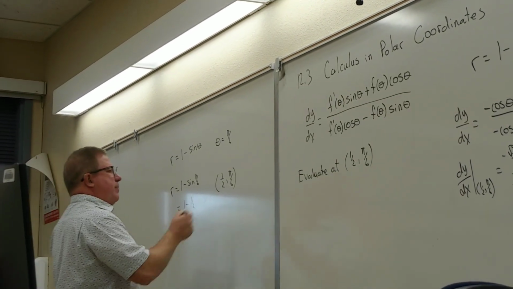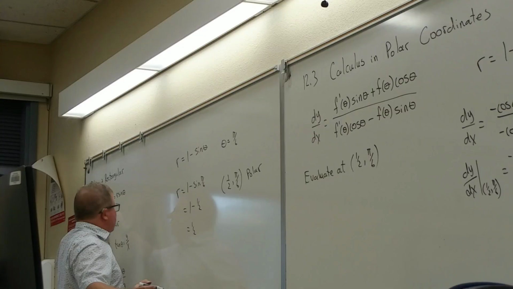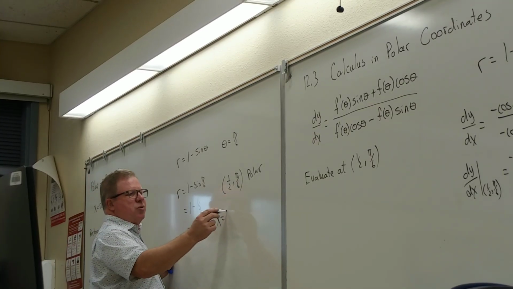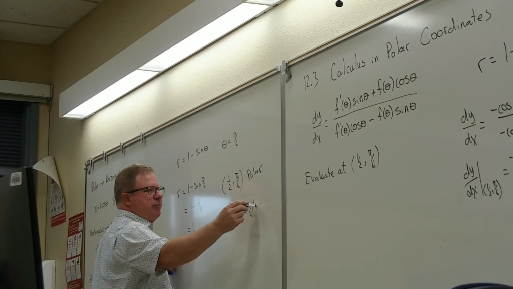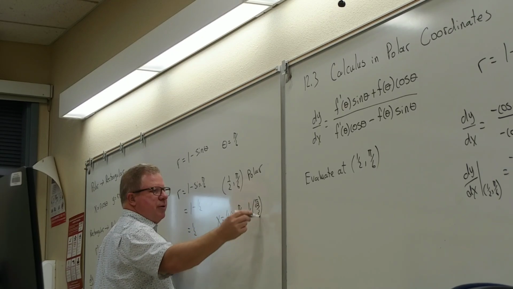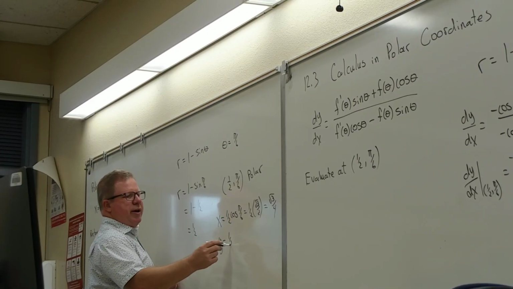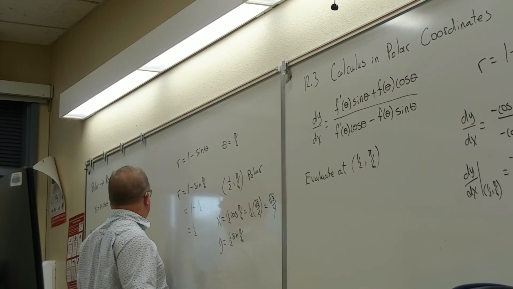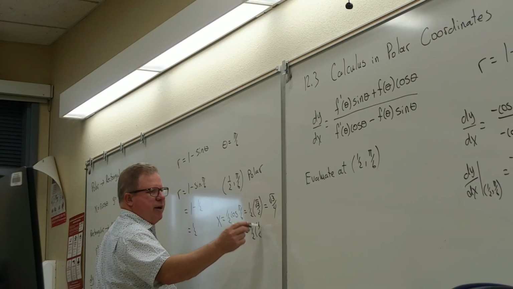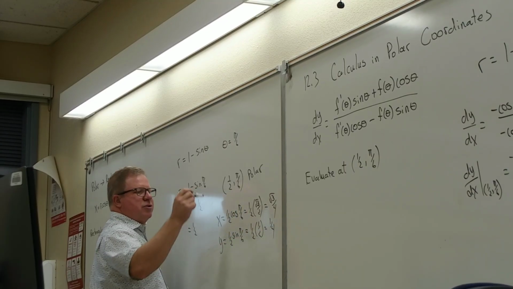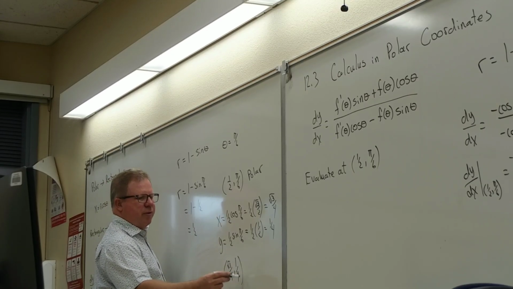So this is polar. Using these here, x is r cosine theta. So x is 1/2 cosine pi over 6, which is 1/2 times root 3 over 2, which is root 3 over 4. And y is 1/2 sine pi over 6, which is 1/2 times 1/2, which is 1/4. So in rectangular, we have root 3 over 4, 1/4.